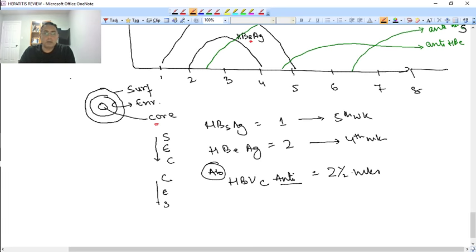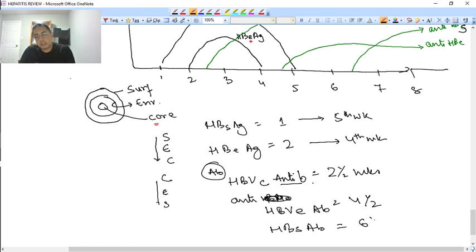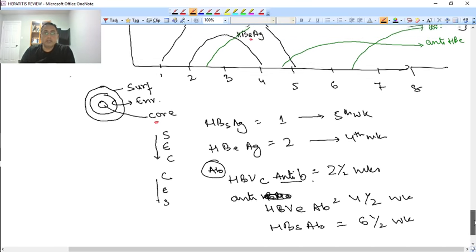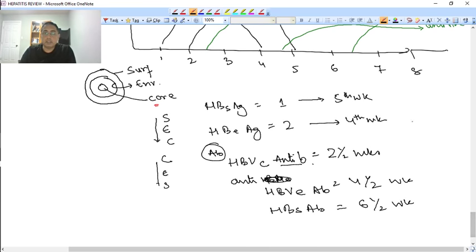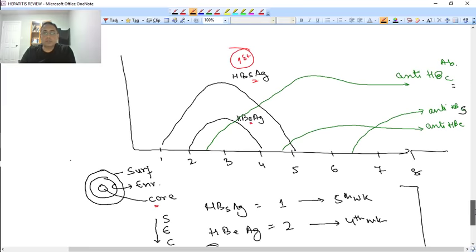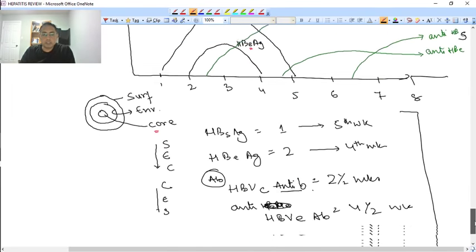So roughly you can say around 15 to 20 days, this anti-HBC antibody will be coming. Next to come is anti-HBE, the antibody to the hepatitis B virus E antigen, and this comes around 4.5 weeks. And last to come is HBS antibody, and this is 6.5 weeks. So you can remember it, 2.5, 4.5, 6.5 for the antibodies, and first and second week we will see the antigens. And that's how serology is done for the hepatitis B antigens and antibodies.